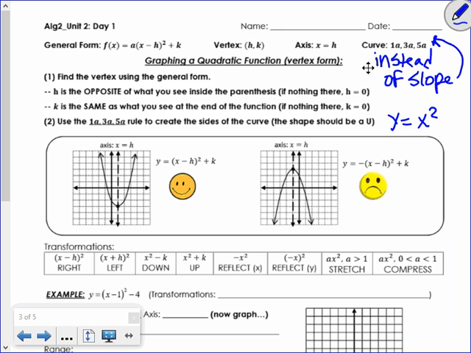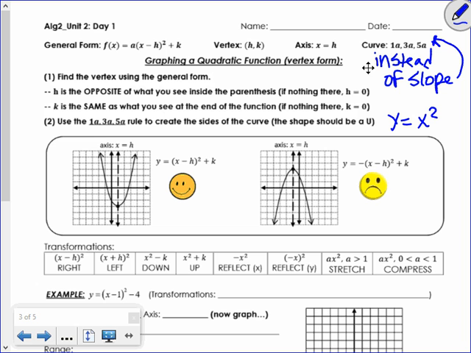So once you guys have the vertex using h and k, we're going to use the 1a, 3a, 5a rule to create the sides of the curve. What this means is that whatever a is, which is the number at the very front, before with absolute values we would consider that to be the slope. Whatever that is, you're going to multiply that times 1, times 3, and times 5. And that's going to be your incremental slope as you're going up.